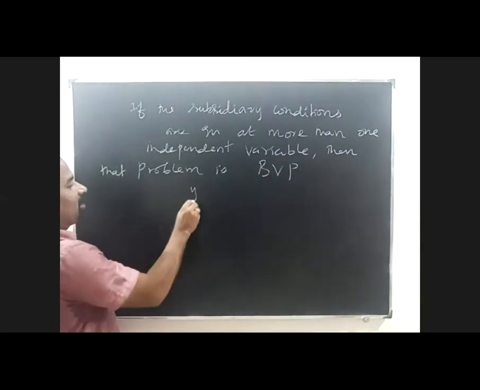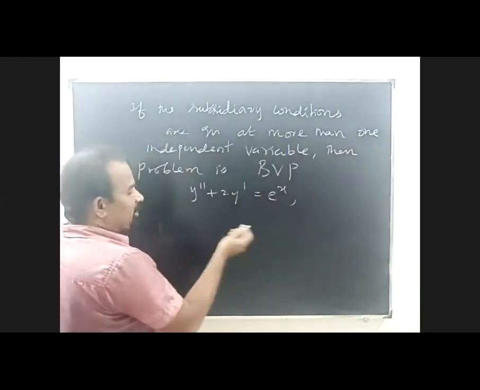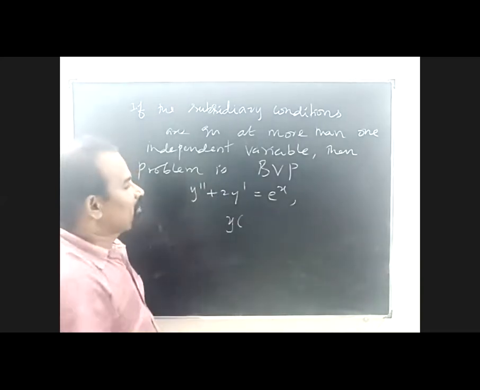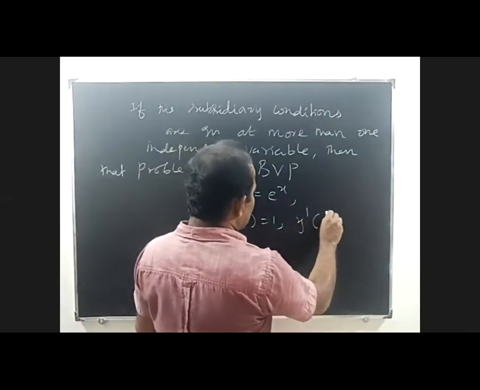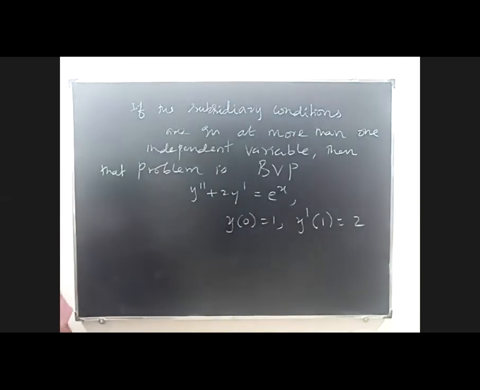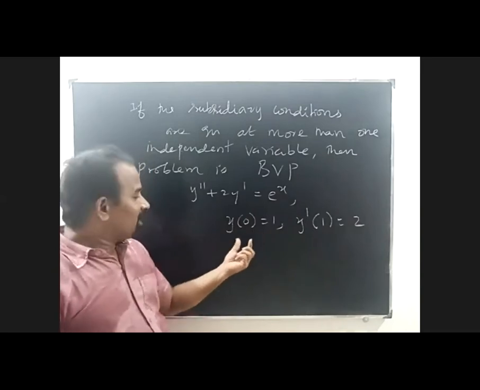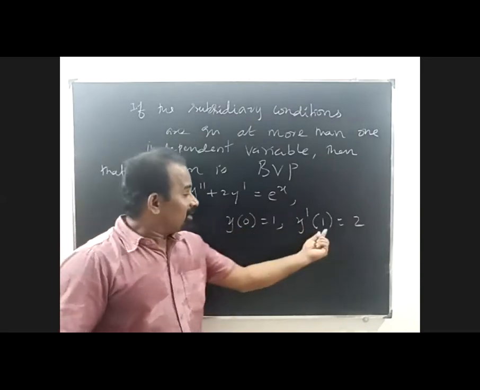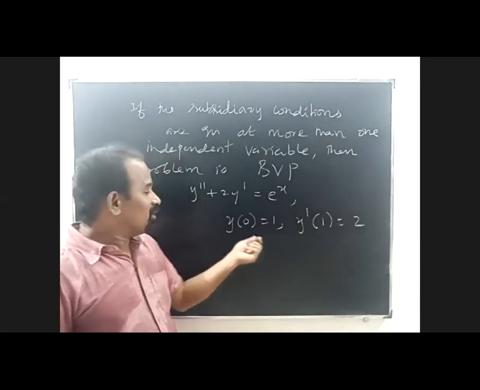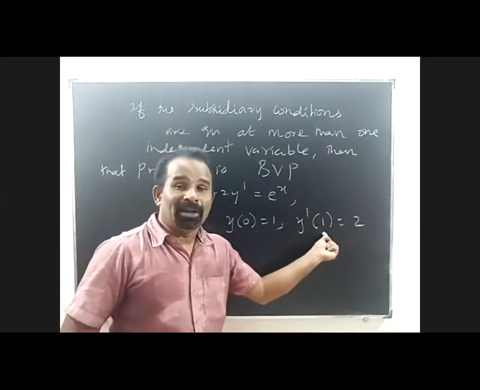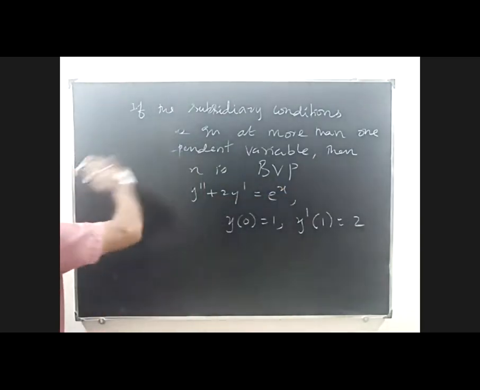So similarly, we can take y double dash plus 2y dash is equal to e power x, and the subsidiary conditions are y of 0 is equal to 1 and y dash of 1 is equal to 2. Here, there are two subsidiary conditions. Here, there are two different values of the independent variable x. Therefore, this problem is called boundary value problem.